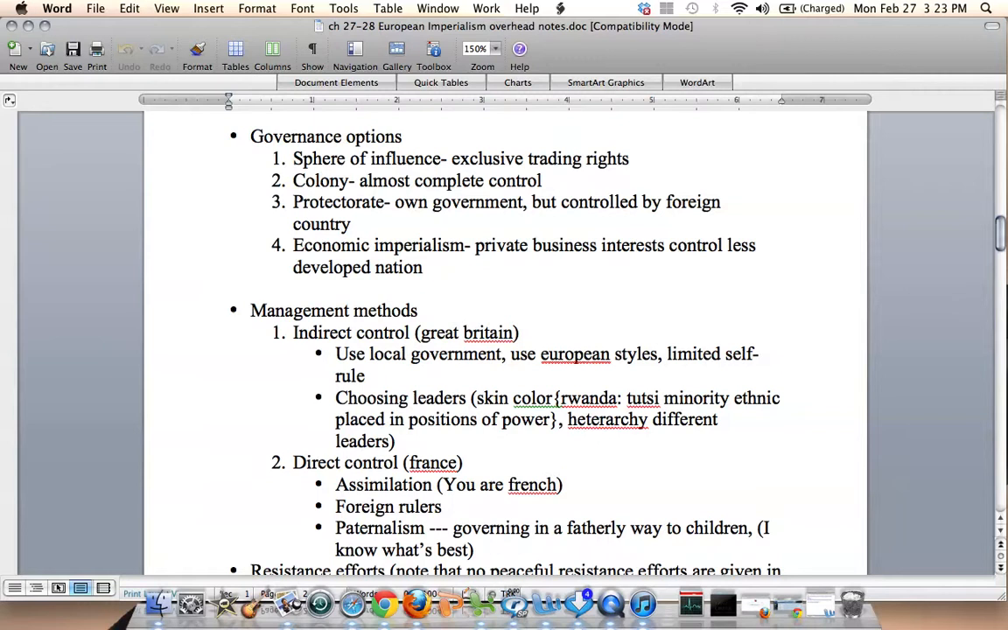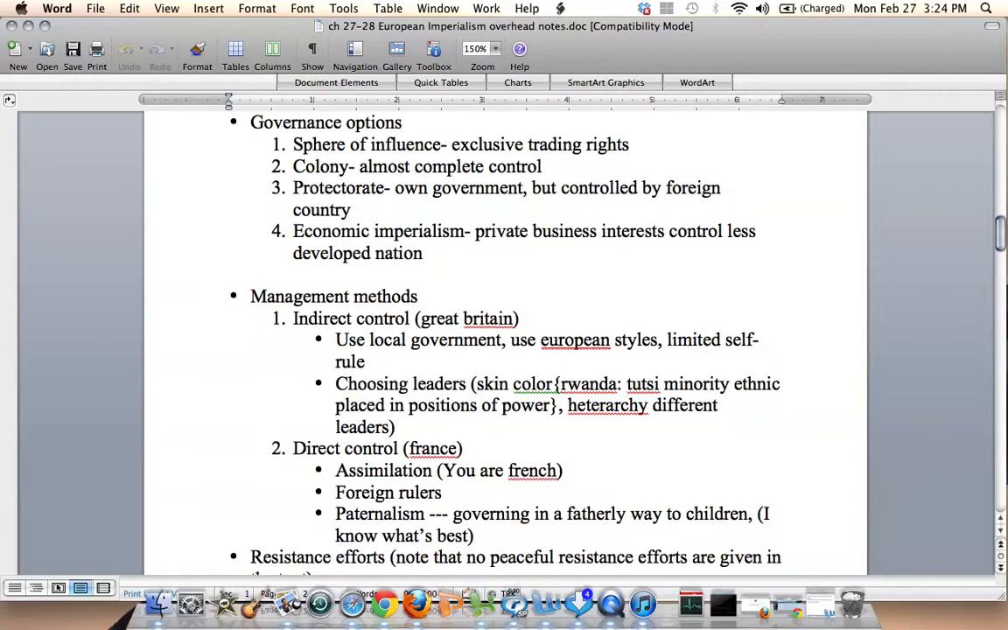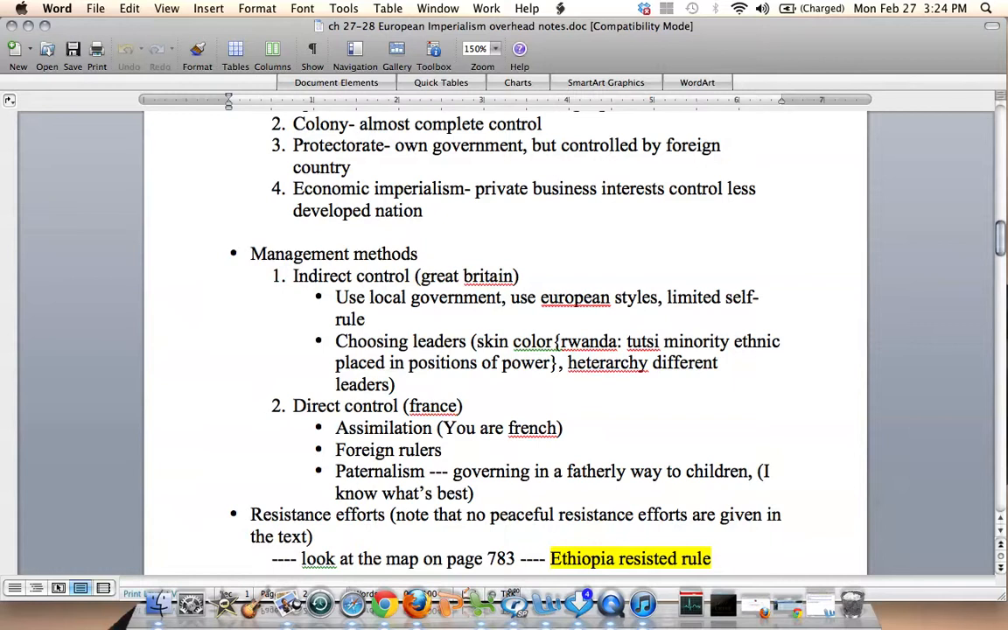Now, the Africans didn't just sit around and say, okay, we'll just get taken over. There were a lot of resistance efforts. If you look at page 783 in your book, you can see a map where the different resistance efforts were. Most of them, if not all of them in the textbook, are violent. And one year I had students do some research to see if they could find some nonviolent resistance efforts, and there's just not much evidence out there. It doesn't mean it didn't happen, but it just hasn't been recorded.